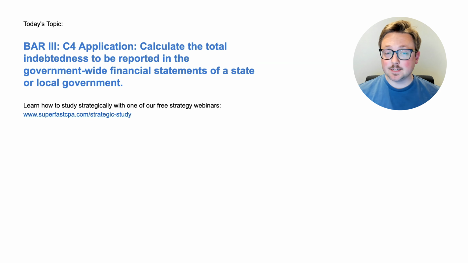I'm Logan, and in today's video, we're going to be going over bar area 3. This is section C4. This is an application topic. Calculate the total indebtedness, try to say that 5 times fast, indebtedness, to be reported in the government-wide financial statements of a state or local government.